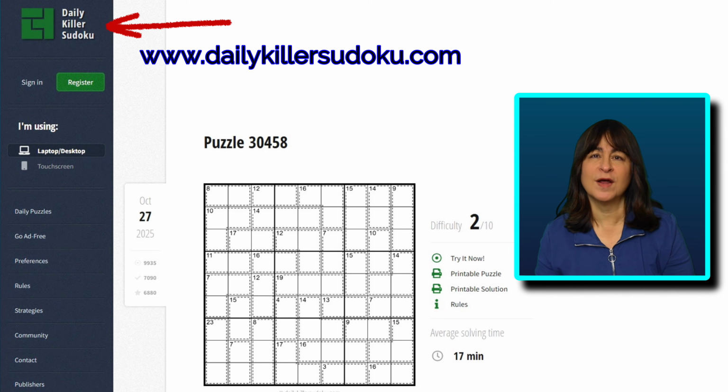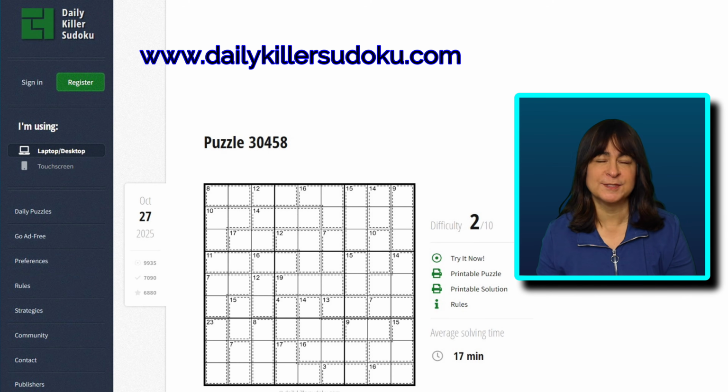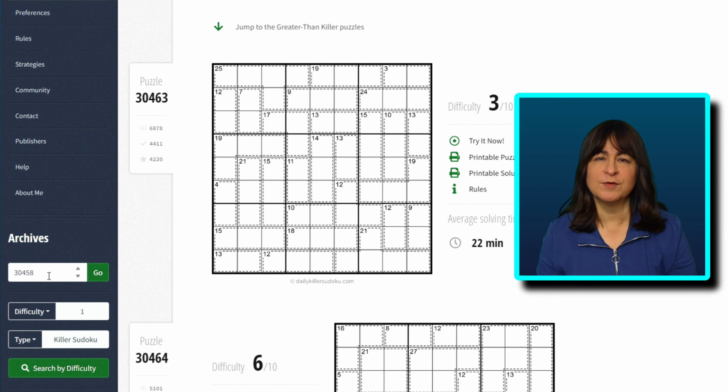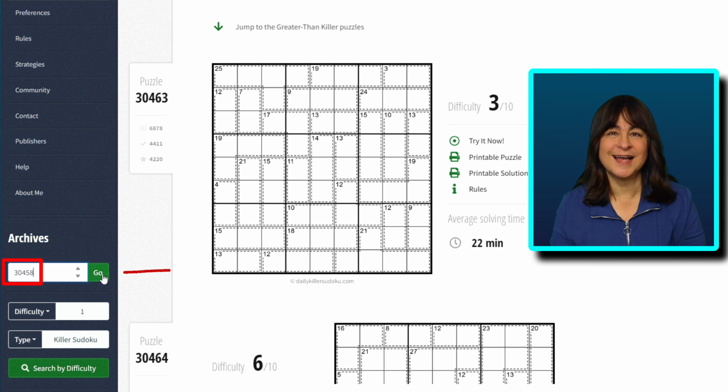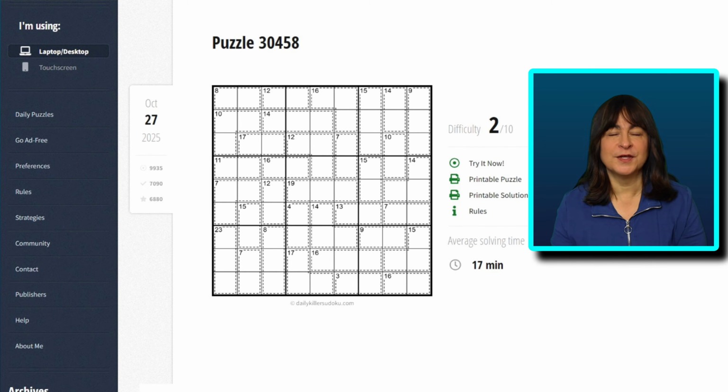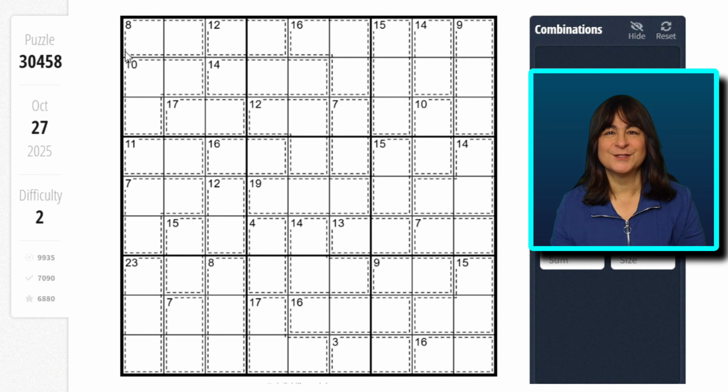This puzzle is from dailykillersudoku.com, and you can try this puzzle yourself by going to their website, scroll down to where it says Archives, and then type in the puzzle. This puzzle is 30458, and then just click on Go. You'll see the puzzle there, and it's rated a difficulty of 2, so a nice easy one to start. And now click on Try It Now, and here we have the puzzle.